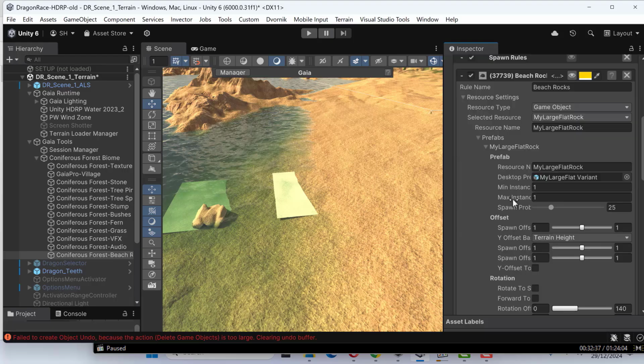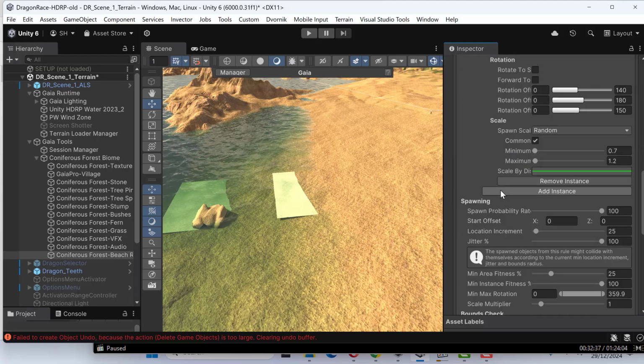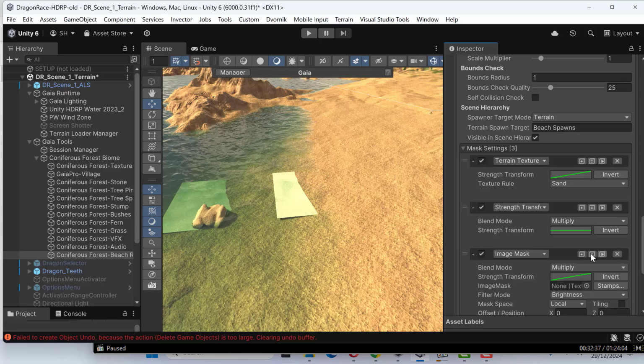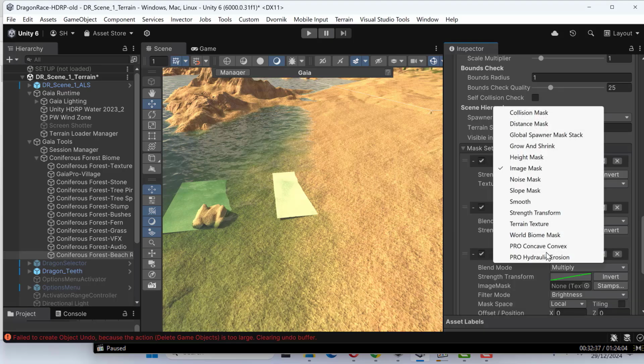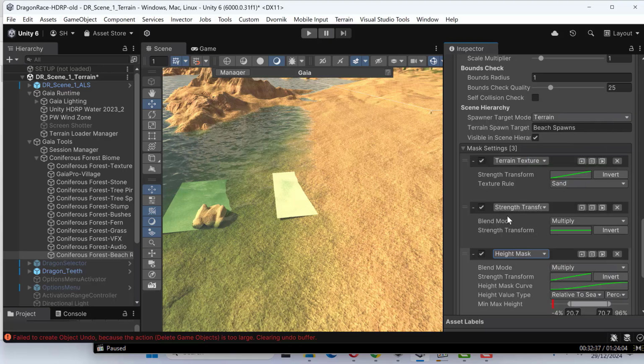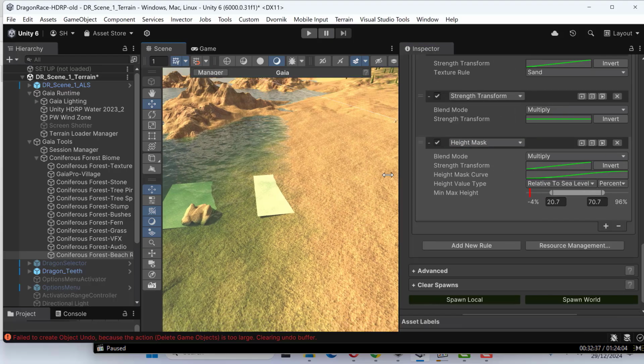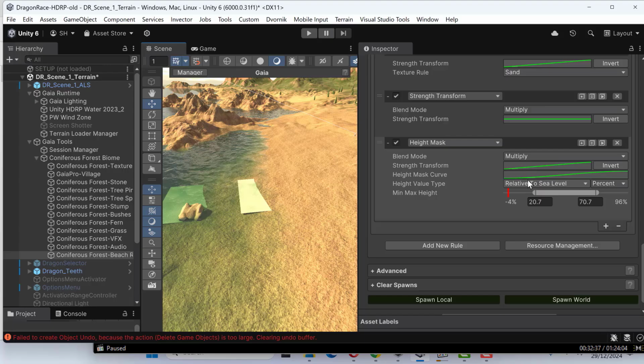Right, we need to add a height mask. We've got a terrain texture, strength texture, and height mask. "Use this curve to remap or cut off strength in your mask stack." Yeah, I know what that means. Yeah, I know what you're talking about. That's foreign language, that is.